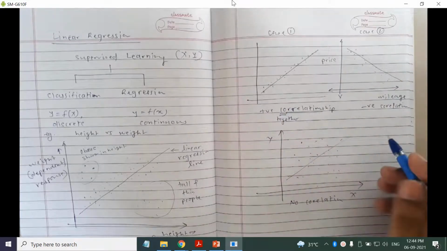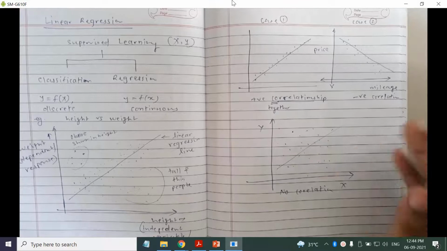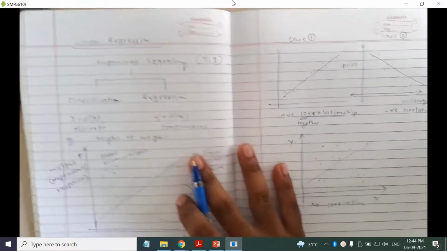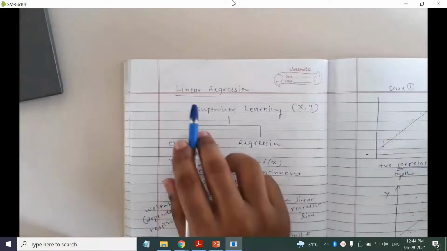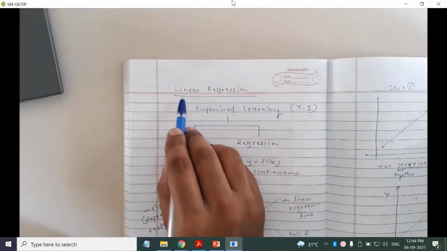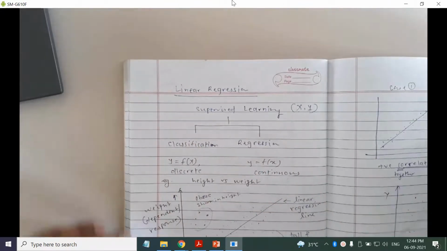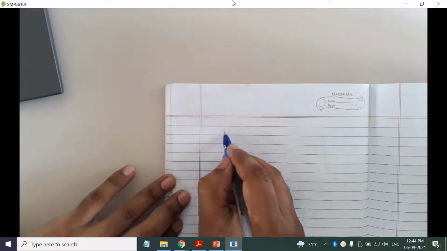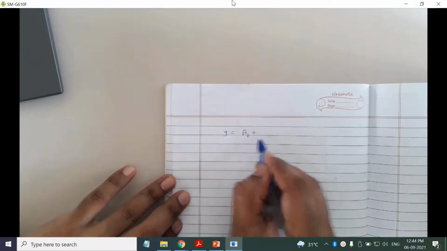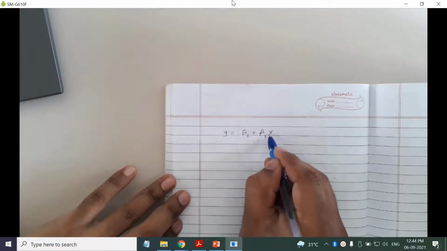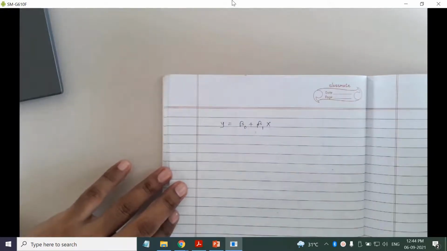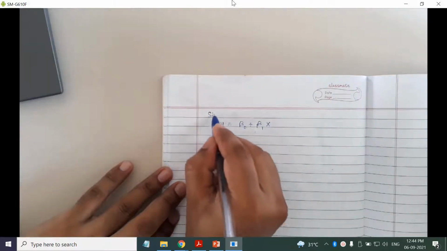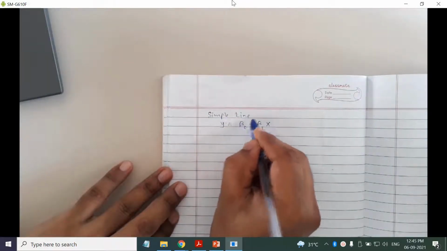That's why we first find out the correlation. If the correlation is there, then we go for the regression. And here we are focusing on linear regression. That means we are going to find a regression line. That line is generally represented as y equals beta 0 plus beta 1 x. Now we are focusing on simple linear regression.